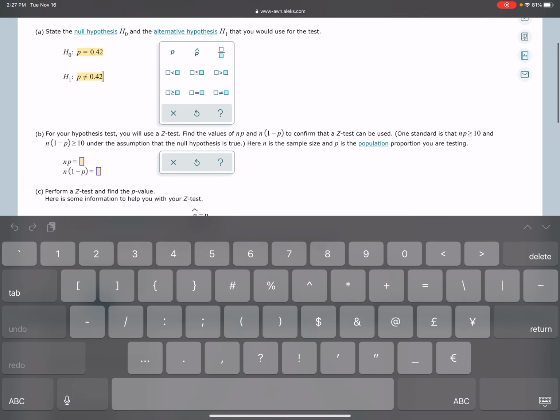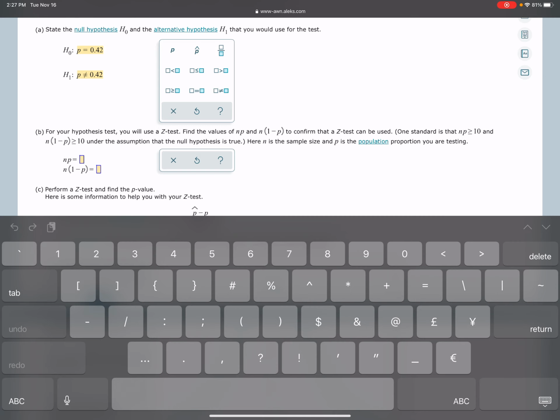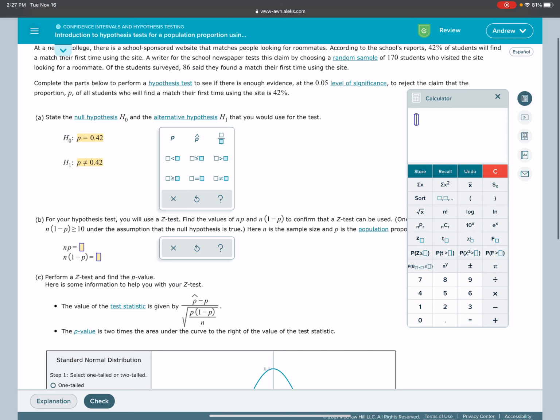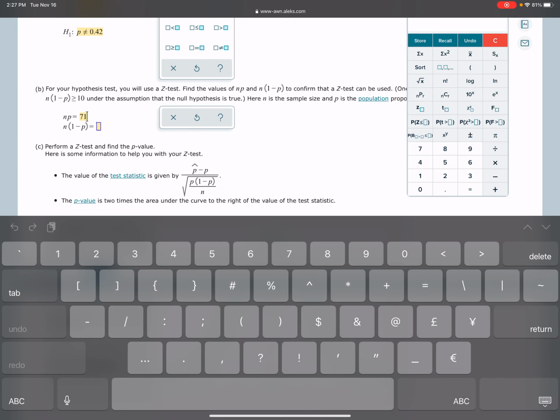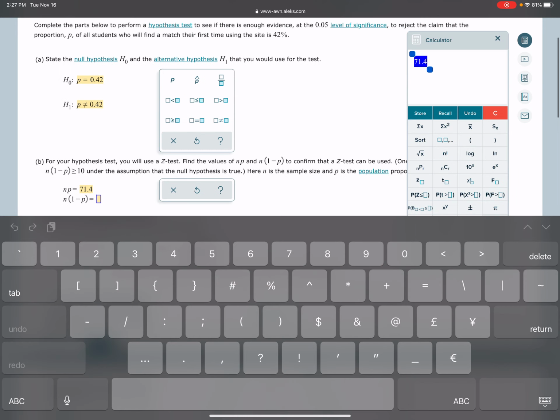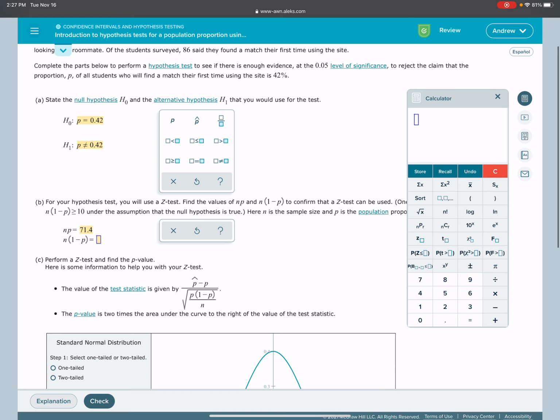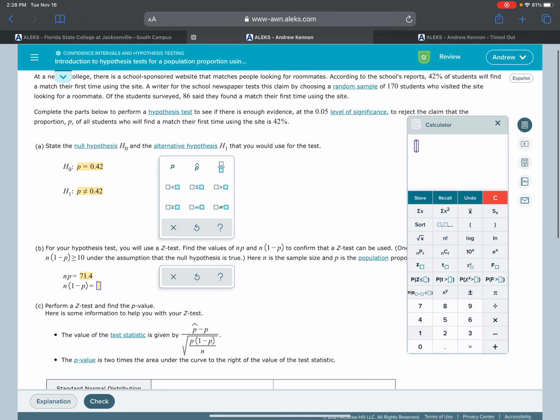Part B, you are just testing whether we got good enough numbers to test. So my N is how many people we are going to sample. We're doing a sample of 170, and you multiply it times P, so 0.42. This number has to be greater than or equal to 10 to have good enough numbers. Most of the time it's always going to be, so you don't have to worry about it too much, but you have to answer these questions. So N is 170, and I'm going to take that times 1 minus P. I took the times P, now I have to do 1 minus P.